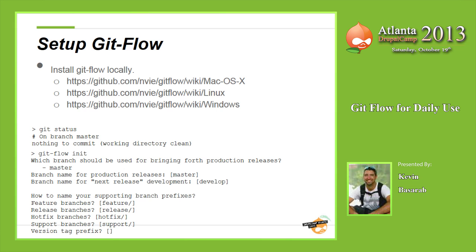If we run git status, we see we're on branch master. There's nothing to commit there. We're just going to run git flow init.